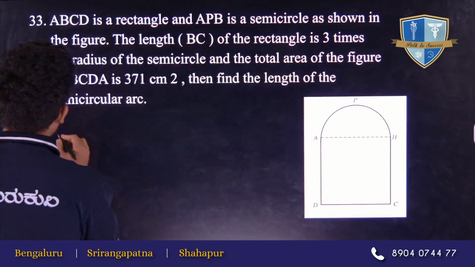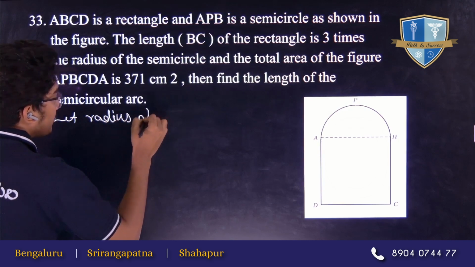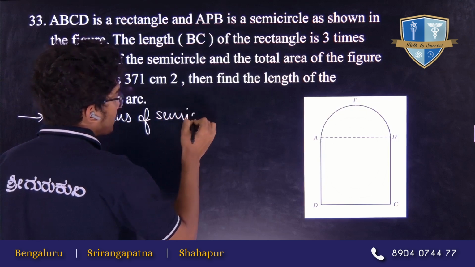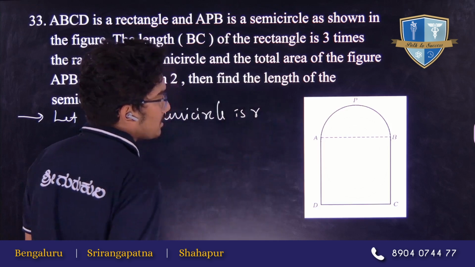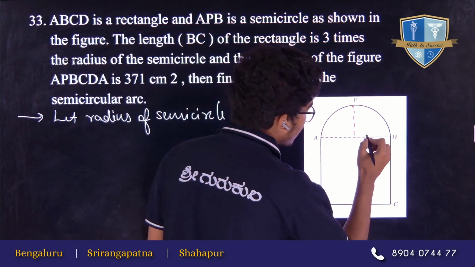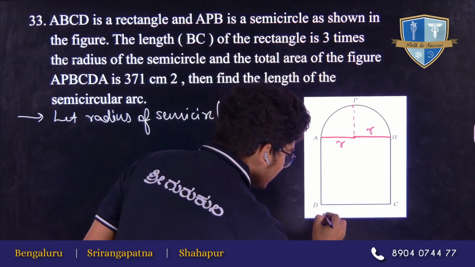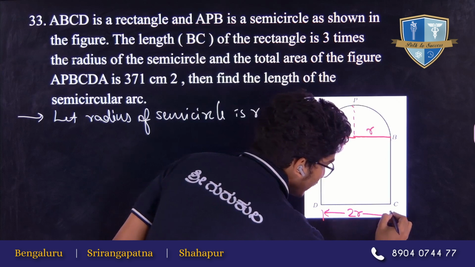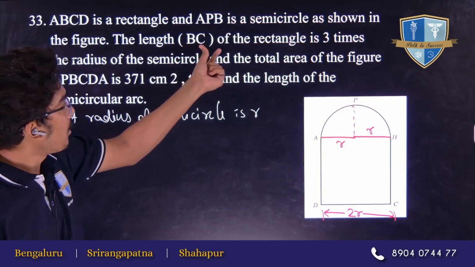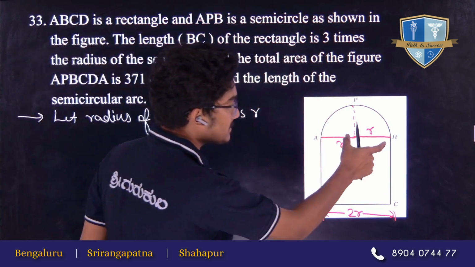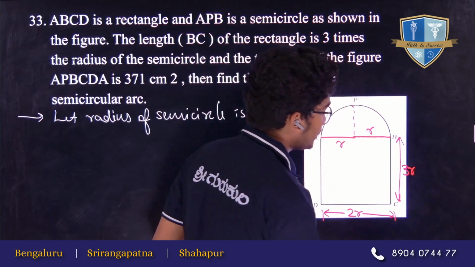So let's suppose the radius of the semicircle is small r. If the radius of the semicircle is small r, then this length is small r, and this length is again small r. So this entire length is 2r, correct? So if this is 2r, and BC of the rectangle is 3 times the radius. If this is the radius, this is 3 times the radius. So length BC is 3r, correct?